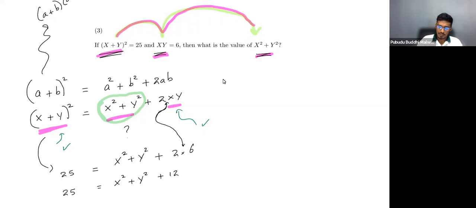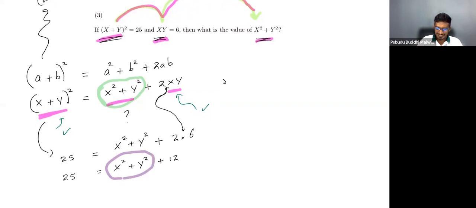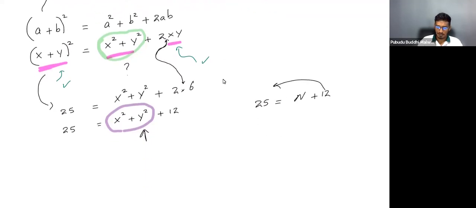Now, once again, it's a linear equation. Why? Because I can consider this whole thing as a single term, like 25 equals n plus 12. Then you can move 12 to the other side. That's the idea. Let me move 12 to the other side. That is x squared plus y squared. That is 13.